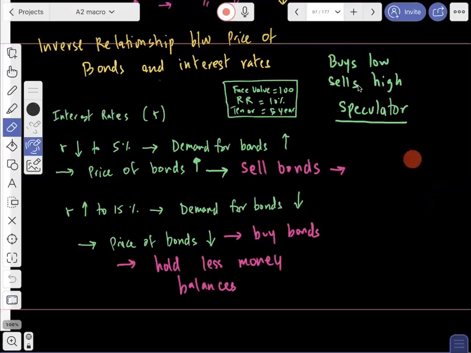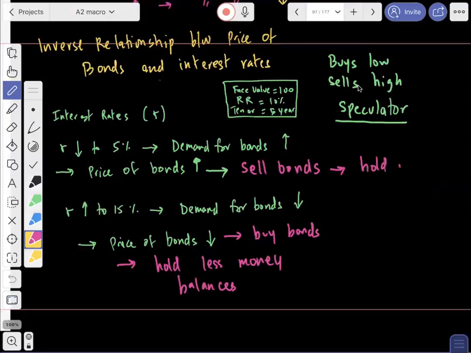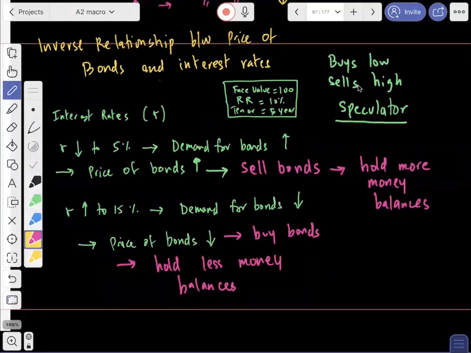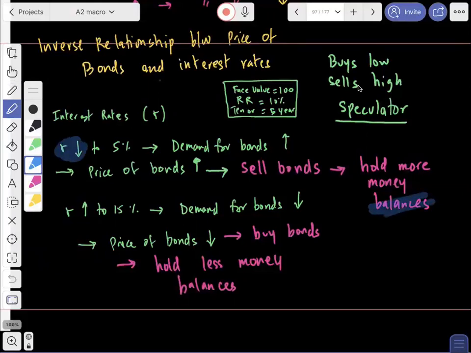And I should say here, when you sell bonds, you hold more money balances. So what we say is that if you are a speculator, when the interest rates are going down, I'm saying this, that you will be holding more money balances because you are selling bonds.